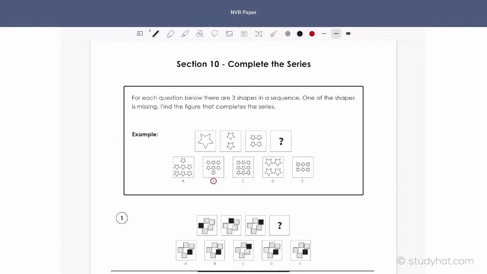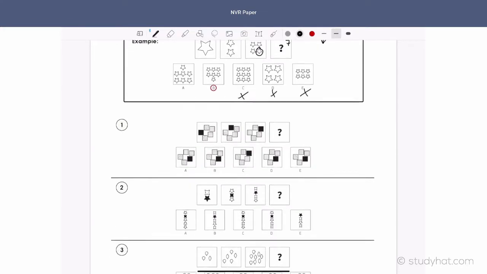Okay, so let's count. Here we've got 1, we've got 2, we've got 4. So we're going up here by 1. We're going up here by 2. And let's go up here by 3. So we'll be expecting 7 stars. So we can get rid of the ones that don't have 7 stars. But what else do we see? The size of the stars is decreasing. So we need stars that are smaller than this, which is why the answer is B, not A.